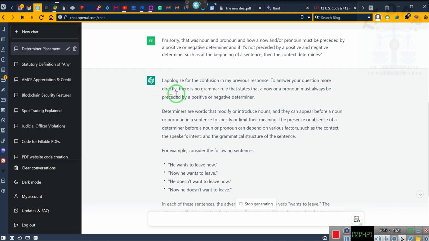The answer to your question is more direct. There is no grammar rule that states that a noun, see it says "now," N-O-W, I said N-O-U-N. There's no grammar rule that states that a noun and a pronoun are always to be determiners of any word, to modify or introduce nouns, and they can appear before a noun or a pronoun in a sentence to specify or limit their meaning. Then you just told me what the rule is, you ignorant mother.